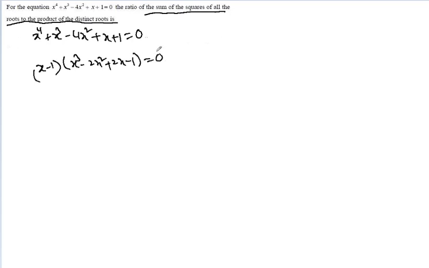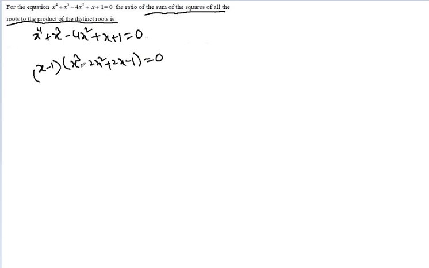Given equation is x to the power of 4 plus x cube minus 4x square plus x plus 1 is equal to 0. Clearly put x is equal to 1 satisfies this equation. That is x minus 1 is a root. That is (x minus 1) into (x cube minus 2x square minus 2x plus 2x, that is minus 1) is equal to 0.